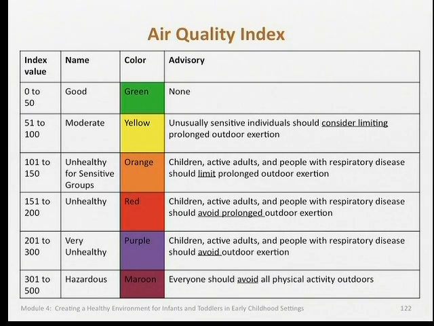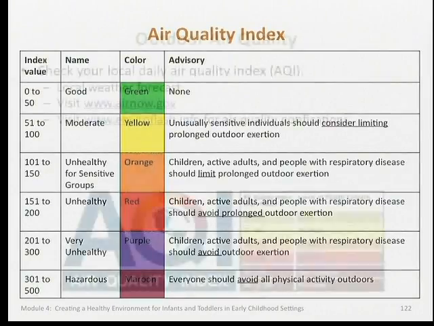Orange means the air is unhealthy for sensitive groups, including infants and toddlers. Children, active adults, and people with respiratory disease should limit prolonged outdoor exertion. Red means the air is unhealthy. Children, active adults, and people with respiratory disease should avoid prolonged outdoor exertion. When the air quality is red, infants and toddlers should not be outdoors except when necessary.